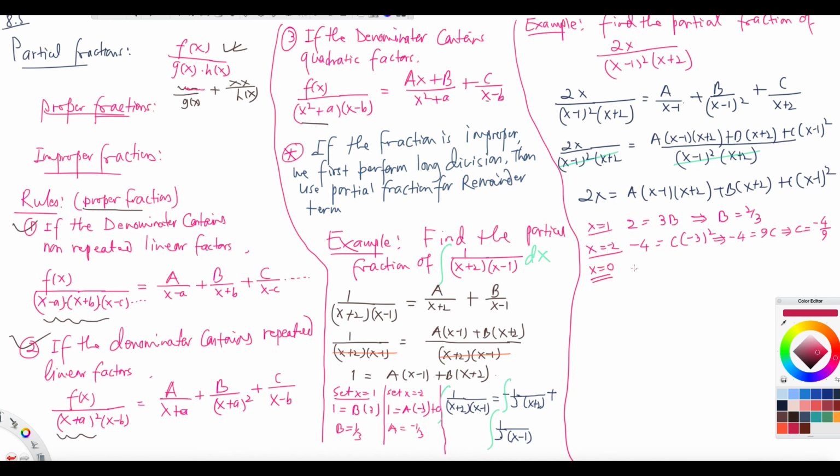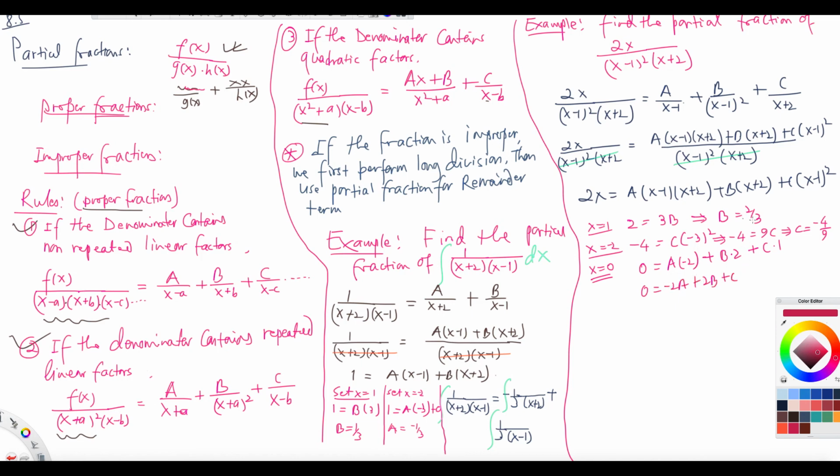If you do that, you get 0 on the left side equals a times (0 minus 1), which is -1, and (0 plus 2) is positive. So it will be -2 times a, right? And then plus b times 2, because x is 0, plus c times (0 minus 1), which is -1, squared is positive 1. So it is c times 1. See that? You got 0 equals -2a plus 2b plus c.